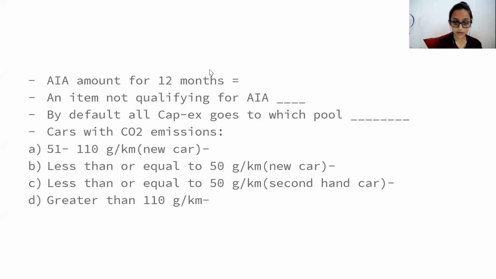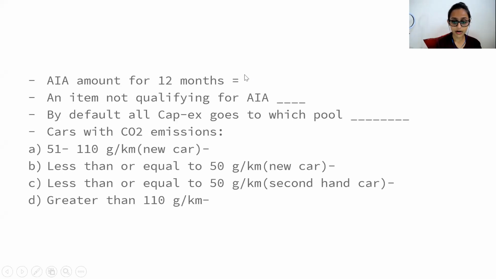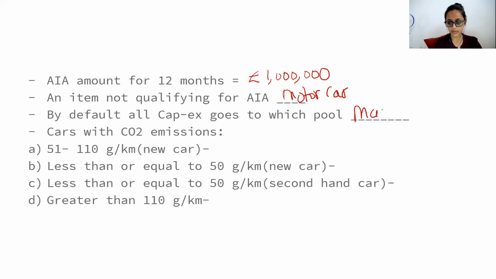Now, AIA amount for 12 months. What is the AIA amount for 12 months? You have your AIA amount as £1 million. That is your AIA amount for 12 months. Then an item not qualifying for AIA is your motor car. Remember, it says motor car. A van is actually qualifying. By default, all capital expenditure goes to which pool? It is the main pool.